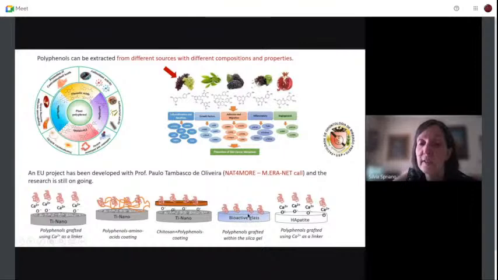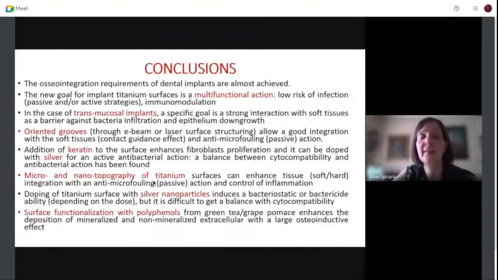In this case, you do not need calcium as a linker, because the bioactive glass in contact with a fluid is able to form a silica gel on the surface, and polyphenols are embedded within this silica gel layer. Or you can also graft polyphenols to hydroxyapatite. In this case, calcium is present in hydroxyapatite, so it can be used as a linker for grafting polyphenols. The biological results are still ongoing, so I cannot describe them right now, but it is very interesting, and I want to thank Professor Tambasco for his great support and cooperation in this project. Some papers, and now the conclusions.